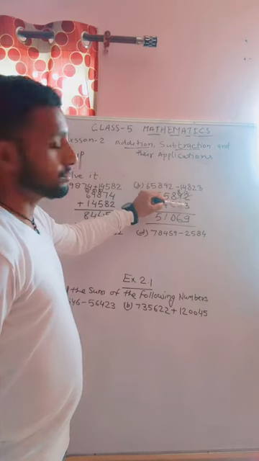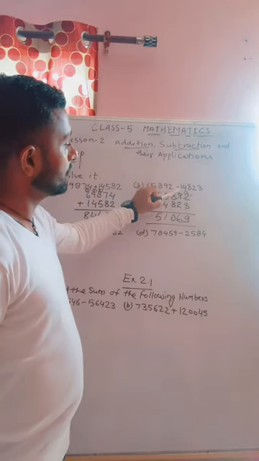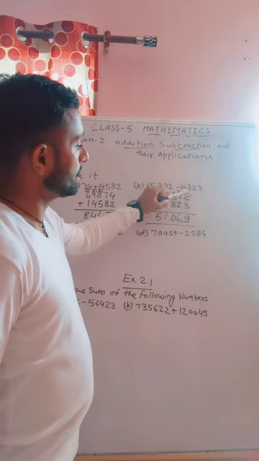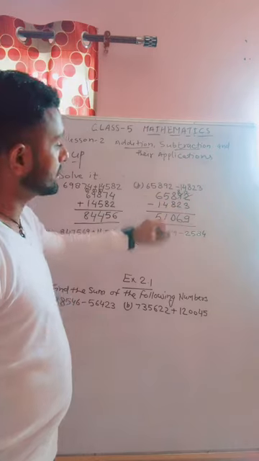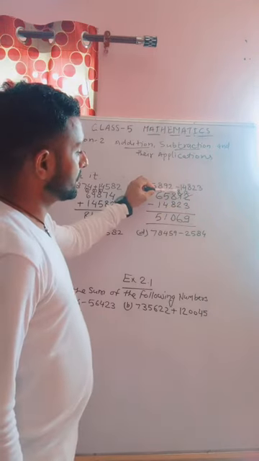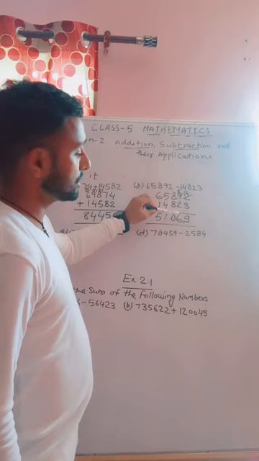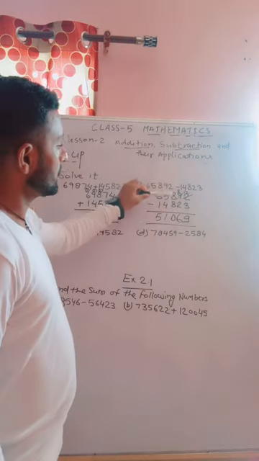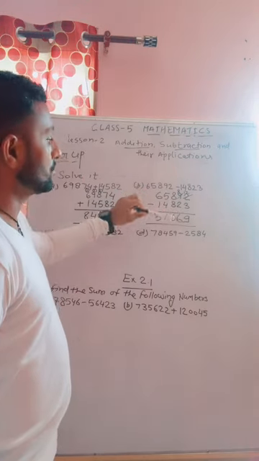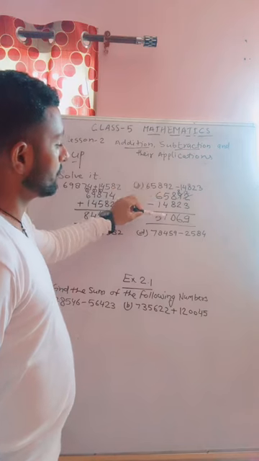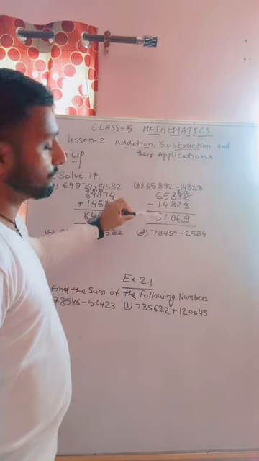2 less by 3, not possible, so call the carry. First call carry. 12 here, 12 less by 3, and 9 comes. Next is 8 left. 8 less by 2, 6 comes. Next 8 less by 8, 0. 5 less by 4, 1. 6 less 1, 5 comes.